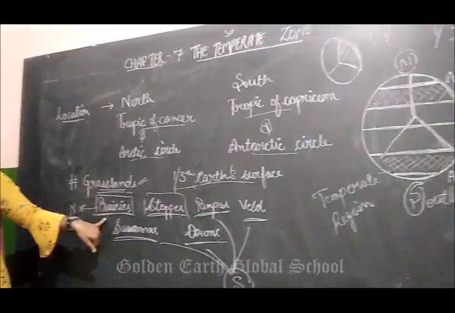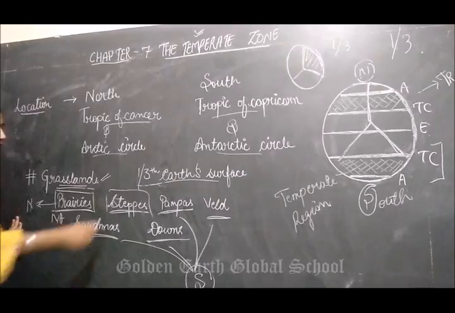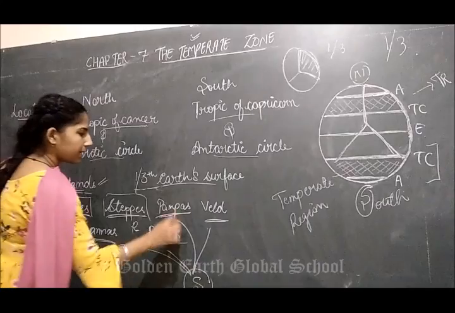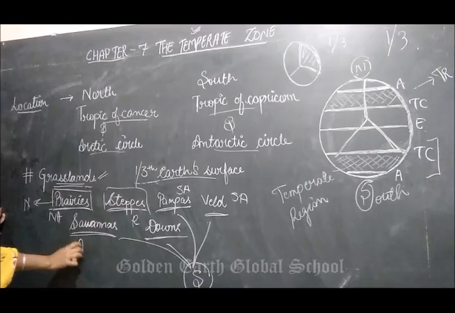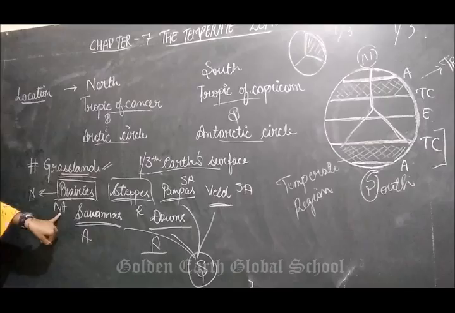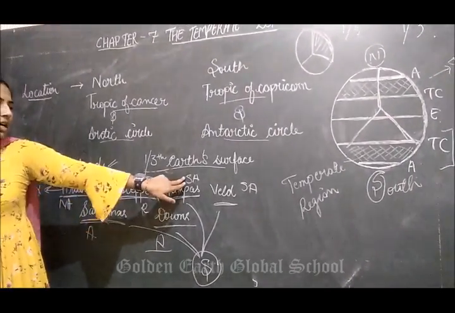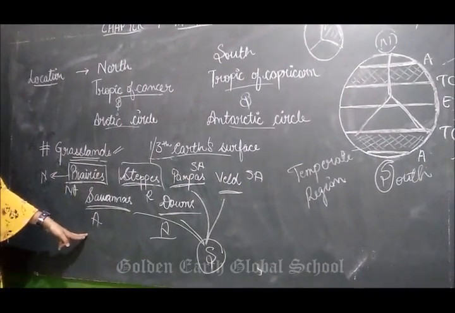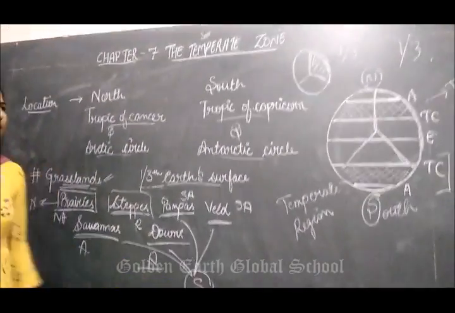The prairies are found in North America. Steppes are found in Russia. Pampas are found in South America. Veld in South Africa. Savannas in Africa, and the downs in Australia. So this was about the introduction of the temperate zone.